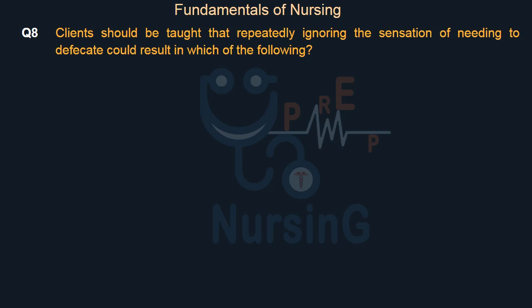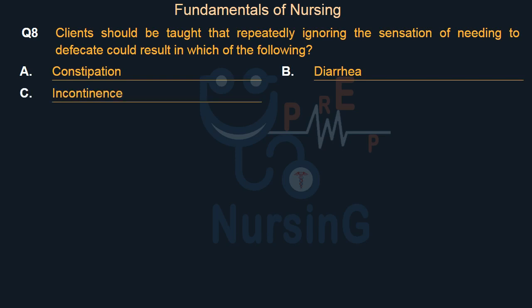Clients should be taught that repeatedly ignoring the sensation of needing to defecate could result in which of the following? Option A. Constipation. Option B. Diarrhea. Option C. Incontinence. Option D. Hemorrhoids. Right answer is Option A.